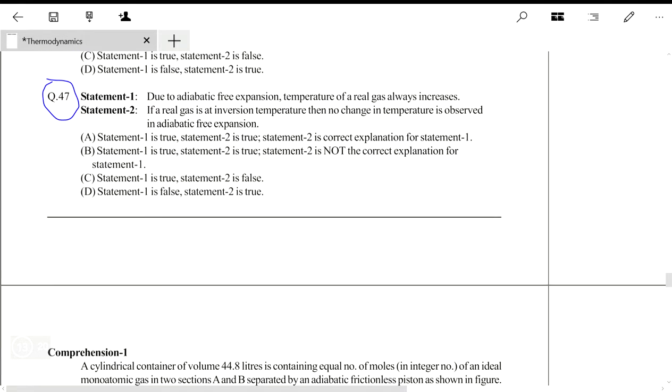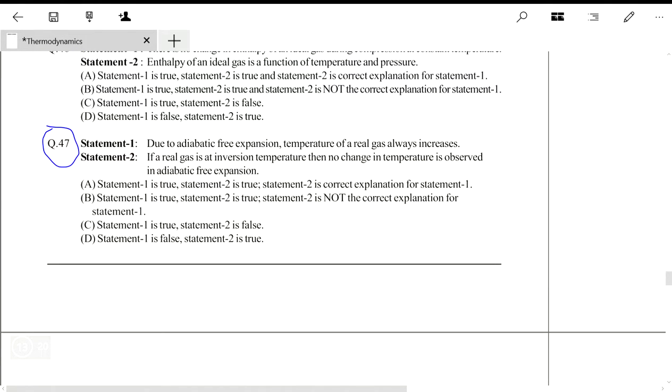The next question is question 47. The first statement says due to an adiabatic free expansion, the temperature of a real gas always increases. Okay, now that's not true. This is in fact a portion from real gases. We dealt with something called inversion temperature.